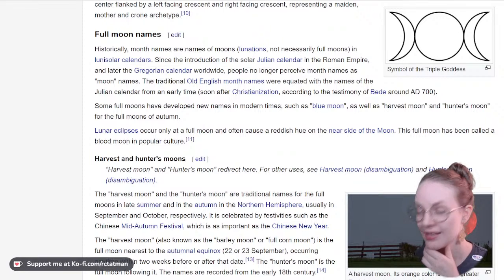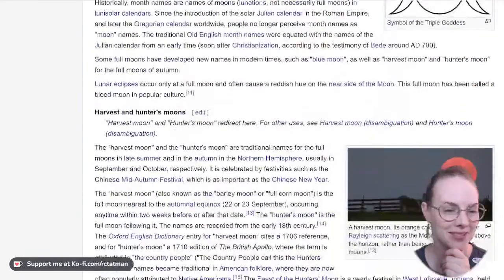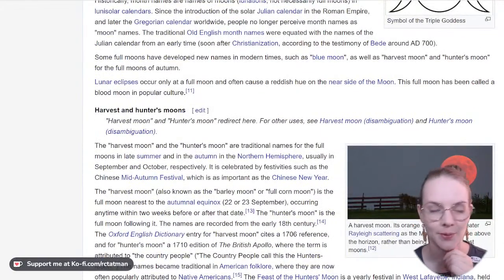December 8th. Yes, it was last night. So apologies if you missed the lunar eclipse that was last night, where it was visible.